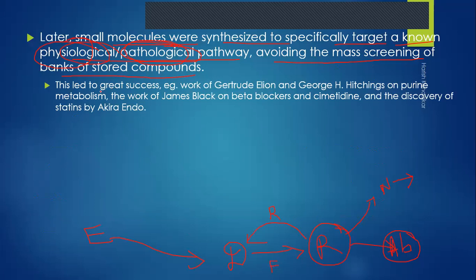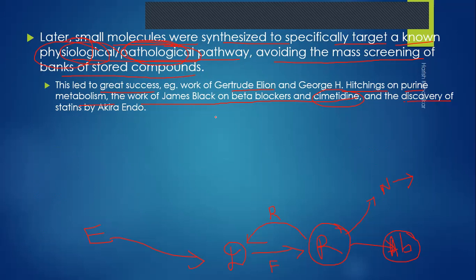And such approach has led to great success. Example, work of Sir Elion and Hitchings on purine metabolism. The work of James Black on beta blockers and cimetidine. Cimetidine, we know, is an H2 blocker. A classical example of how SAR studies have been done for discovery of newer drugs, right?